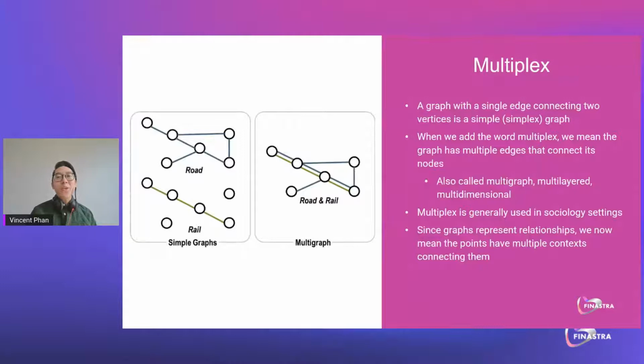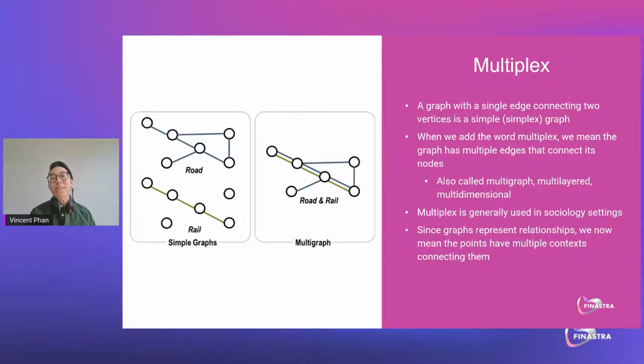So a graph with a single edge connecting two vertices is a simplex graph. That's the ones on the left. You can see the road graphs, maybe it goes from A to B. But when you add the word multiplex, it means that there are multiple edges that connect its nodes. You can see that there's a road graph and then there's a rail graph. And if you interplace them on top of each other, you can see that the four in the center are connected through road and rail.